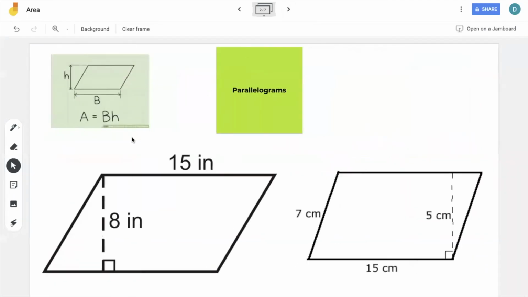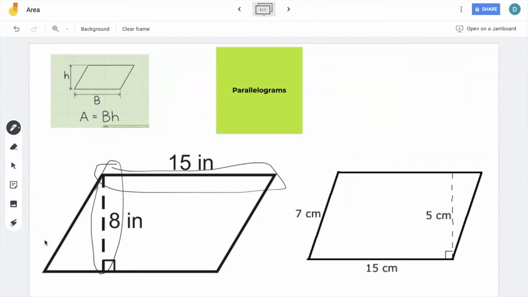Let's look at some parallelograms now. The area of a parallelogram is base times height, which is similar to length times width. It just refers to this bottom part and the actual height of the shape as you see it. So let's look at the first example. This would be the base. It could be the bottom or the top, by the way, because they're the same length. And then this is the height.